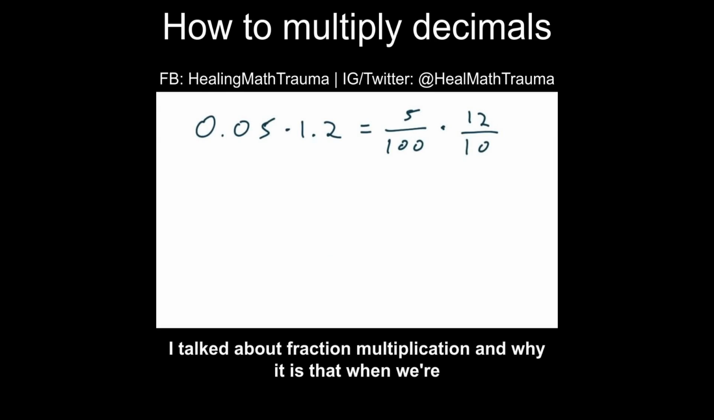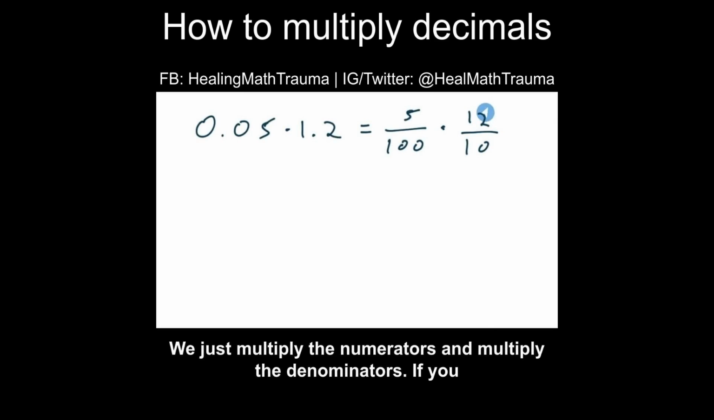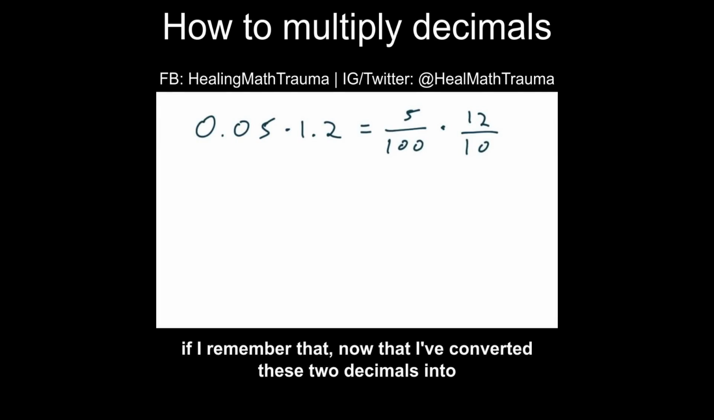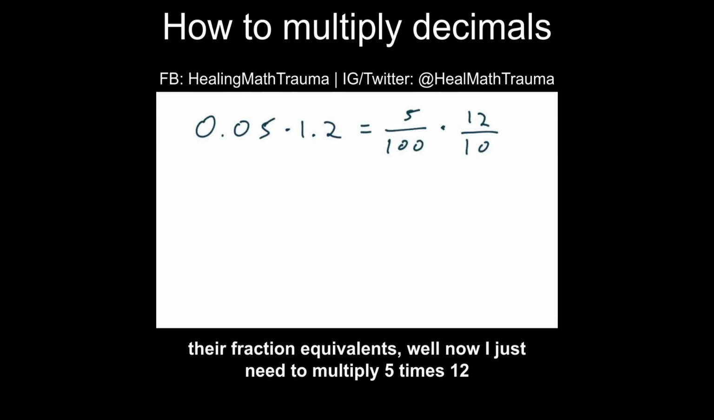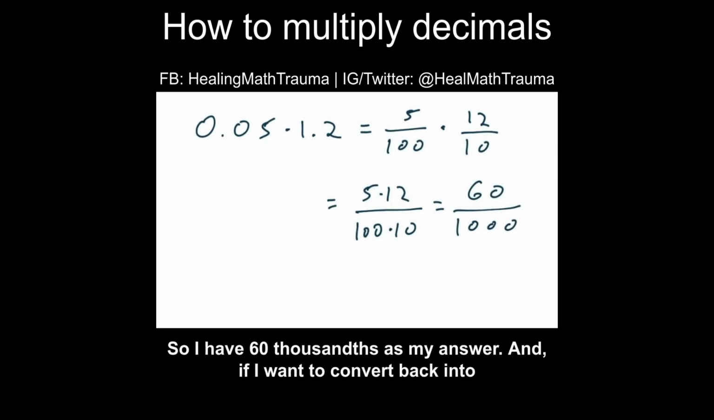In my last middle school video, I talked about fraction multiplication and why it is that when we're multiplying two fractions like 5 hundredths times 12 tenths, we just multiply the numerators and multiply the denominators. So if you don't quite remember why that's the case, go ahead and check out my last video from middle school, how to multiply fractions. But now that I've converted these two decimals into their fraction equivalents, I just need to multiply 5 times 12 and 100 times 10. Well, 5 times 12 is 60, and 100 times 10 is 1,000. So I have 60 thousandths as my answer.